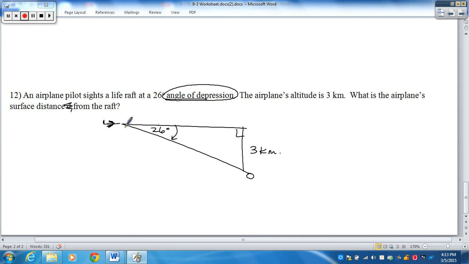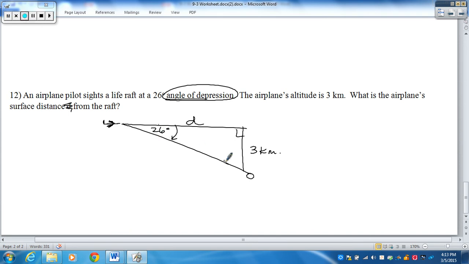What is the surface distance? Is this the surface distance, or is this length the surface distance? Okay? Well, the surface distance would be along the water or along the ground. That's where the surface would be. And so as a result, I would hope that you were labeling that as D, and now you can go ahead and solve for that surface distance. If I wanted to know the hypotenuse length of that triangle, I would probably say something like this: what is the distance the airplane is from the life raft? That's when I would identify this as the length that I'm trying to find.